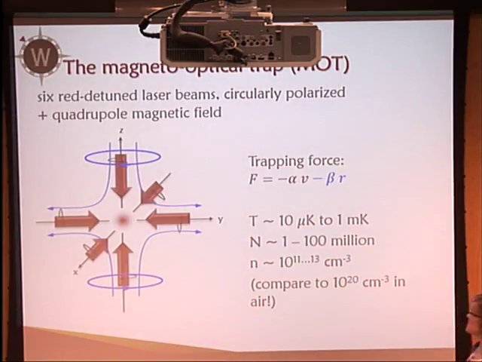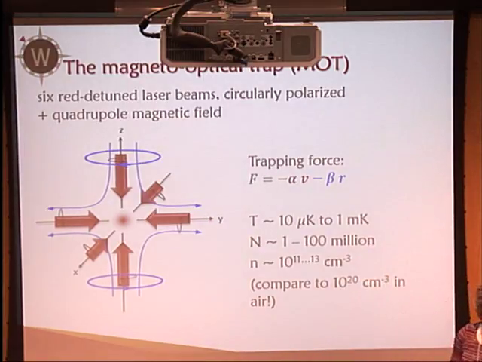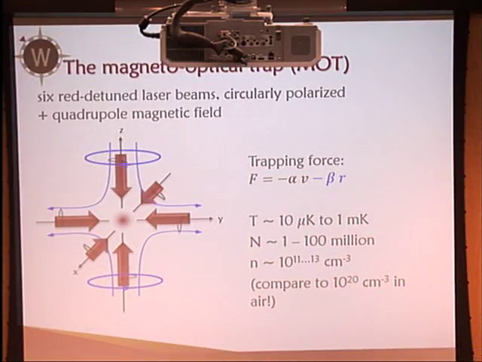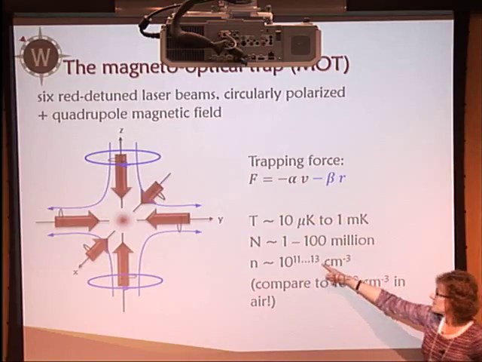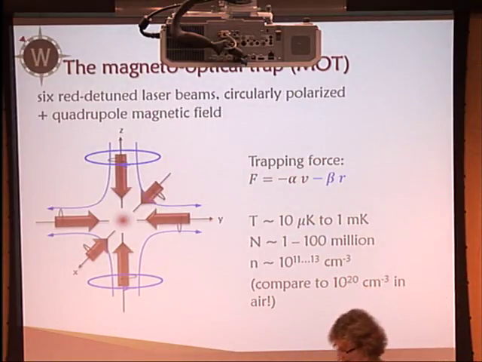And so typical temperatures, as I said, are on the order of a few microkelvin up to a millikelvin. You typically trap something like a few million atoms, depending on the species, and you get densities of up to maybe 10 to the 13 per cubic centimeter. This is actually pretty dilute. The density of the air in this room is about 7 orders of magnitude higher. Okay, so we're talking about very dilute gases.